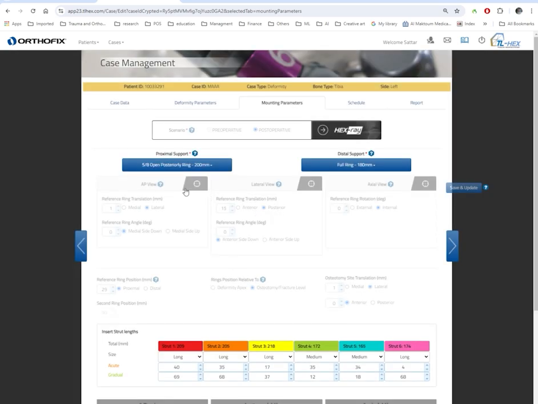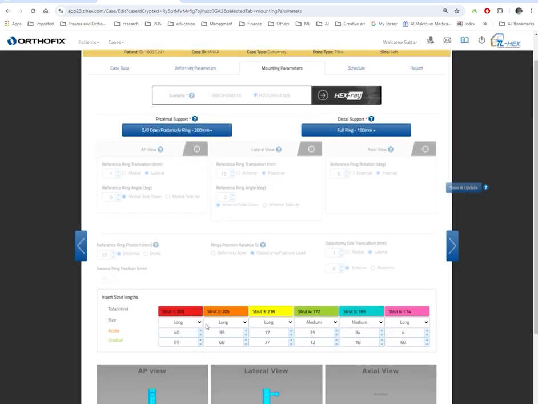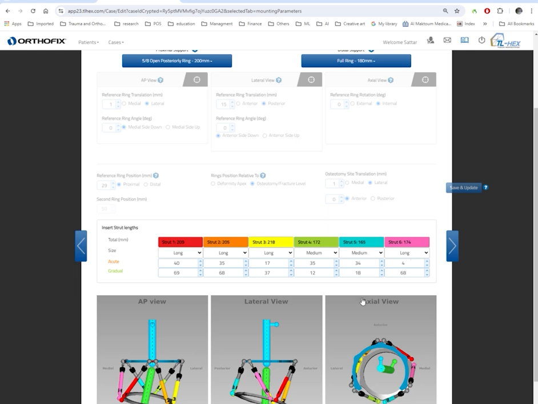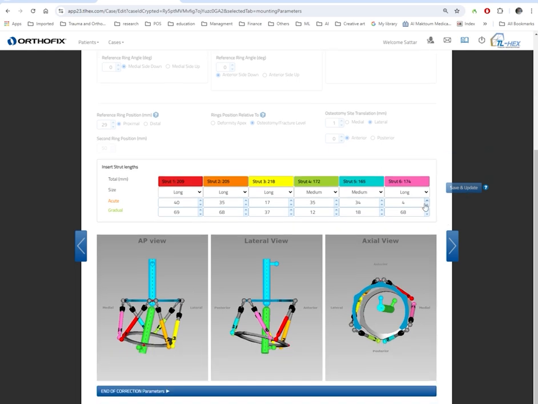Now I told the software about my rings, but the only thing left is the struts. The struts are populated from the case, but you have to feed them manually if you didn't use the preoperative planning. Strut number 1 is long, 40 and 69. Strut number 2 is long, 35, 68. You know these numbers because you measured them when you finished your operation, or when you looked at your patient. Okay, you put them all in and you save an update.